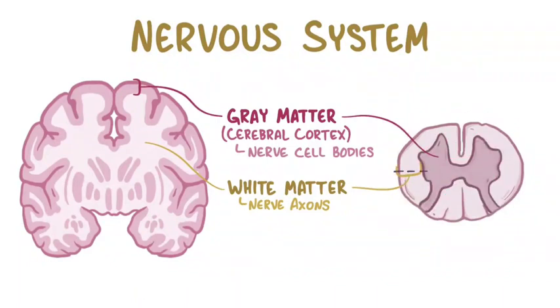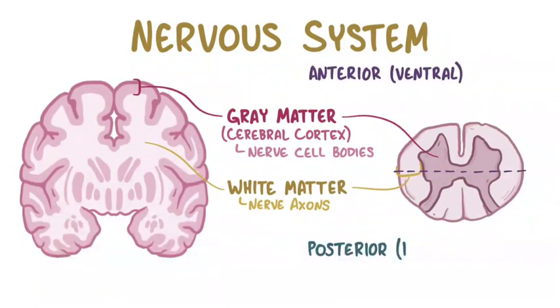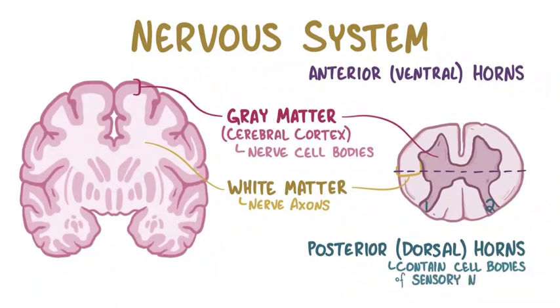If we draw a horizontal line through the spinal cord, the front half is the anterior or ventral half, and the back half is the posterior or dorsal half. And the butterfly wings are sometimes referred to as horns. So we have two dorsal horns that contain cell bodies for sensory neurons, and two ventral horns that contain cell bodies for motor neurons.